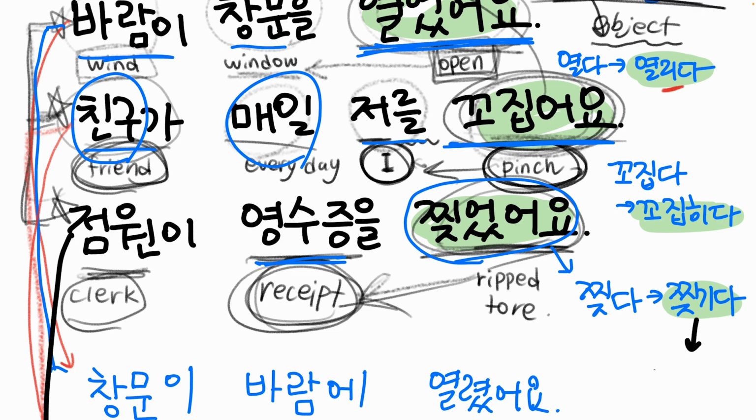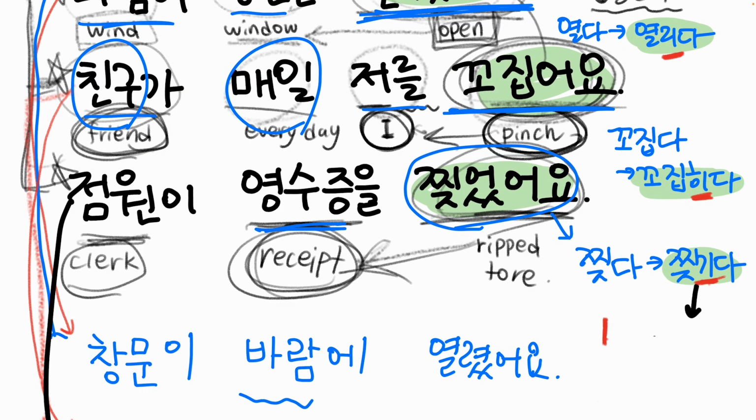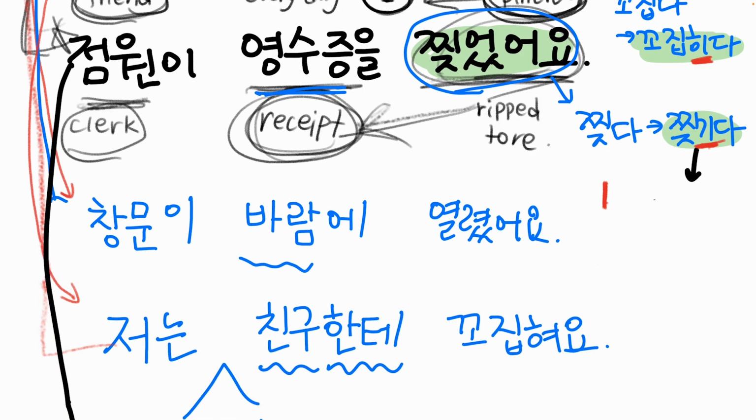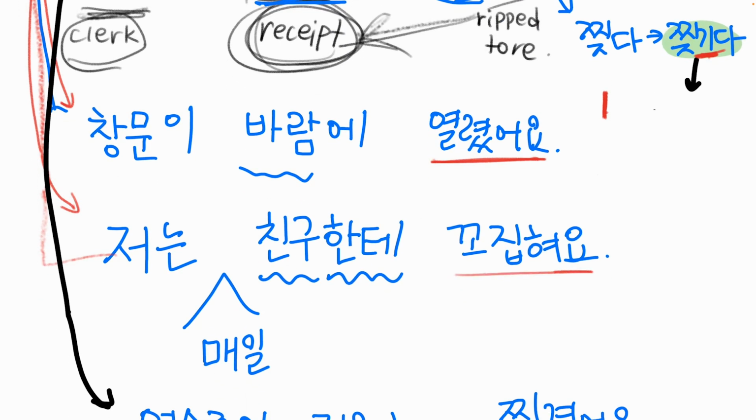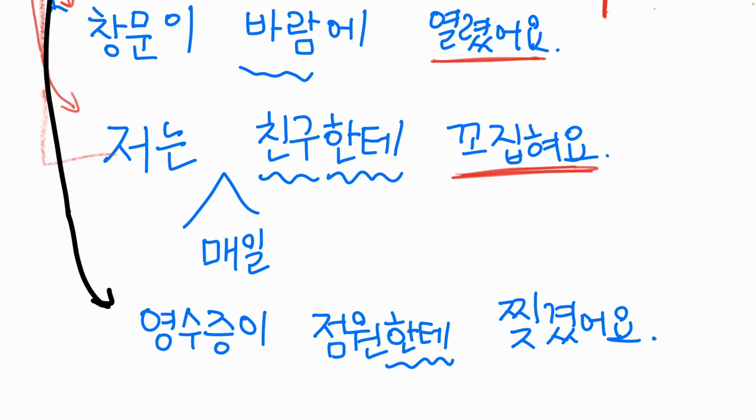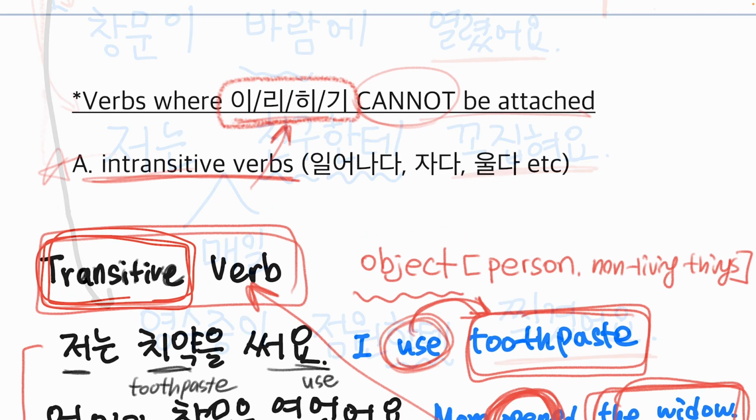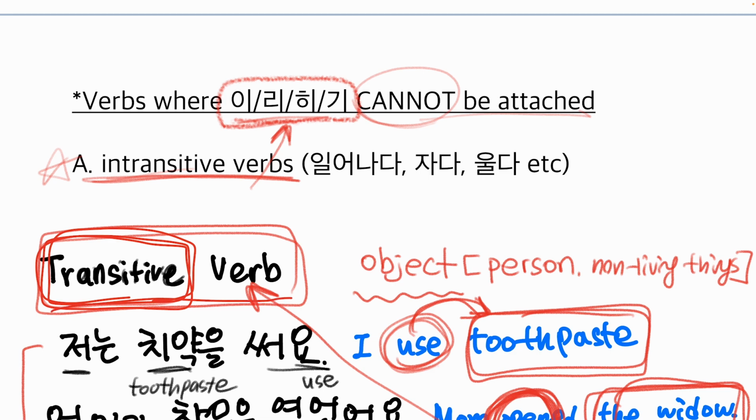So all these passive forms end in the ㅣ vowel. You can conjugate them following the ㅣ vowel ending conjugation rules, right? So that's why 열리다 becomes 열렸어요. 꼬집히다 becomes 꼬집혀요 in present tense. 찢기다 becomes 찢겼어요 in past tense, right? And so only transitive verbs can be attached to 이, 히, 기 to change into a passive form.